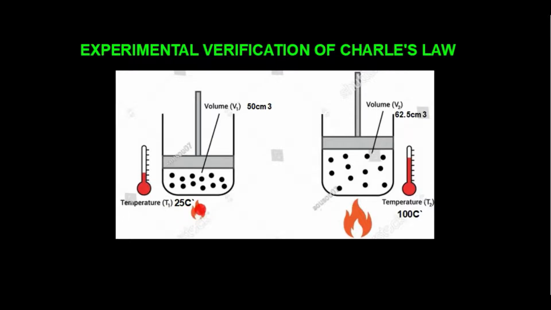On heating the cylinder up to 100 degrees centigrade, that is, T2, the final temperature, is 100 degrees centigrade, the new volume V2 becomes 62.5 cubic centimeter. It means if we increase the temperature, then volume will also increase. This is the experimental verification of Charles's law. I hope this is clear to you.